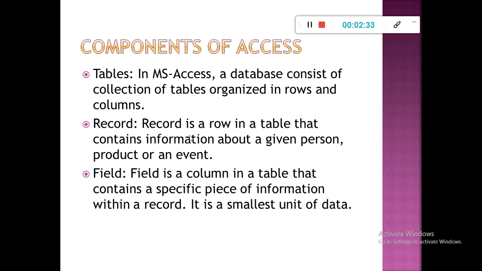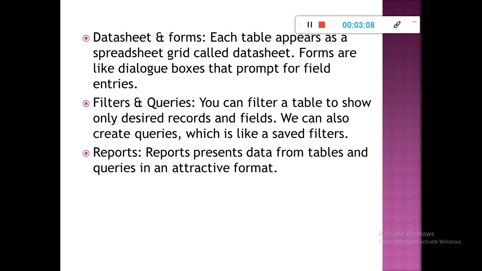What is the meaning of record? A record is a row, meaning a single row in a table that contains information about a person is called a record of a person. And a field is a column in a table that contains a specific piece of information. Like we give a name to a column, it's a column of father name, it's a column of student name. That particular column is called a specific piece of information. And one more thing, a field is the smallest unit of data.